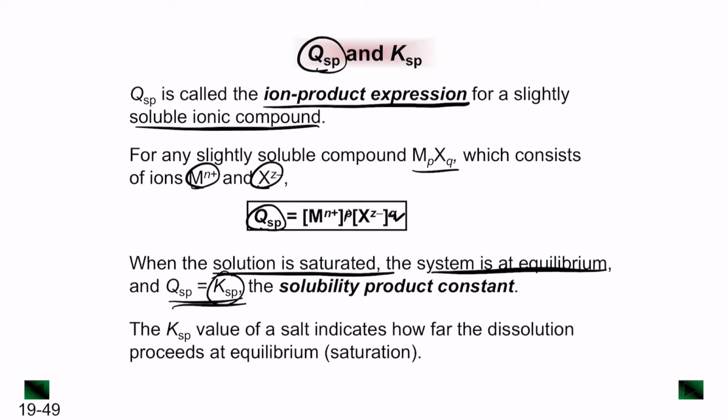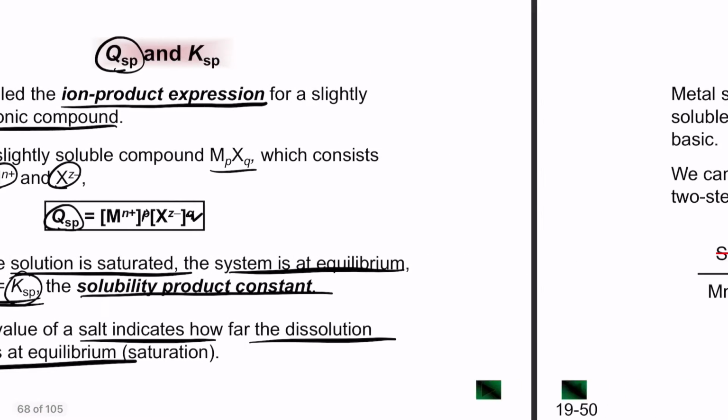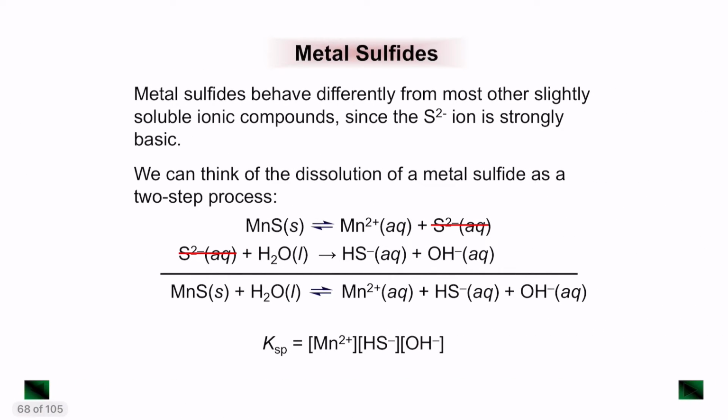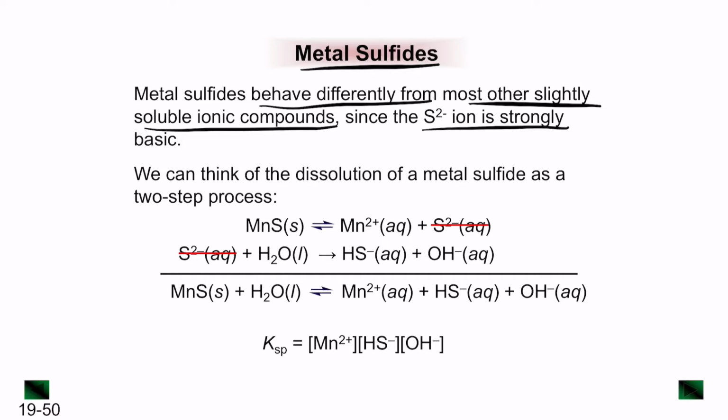The Ksp value here is called the solubility product constant, and this value for a salt indicates how far the dissolution proceeds at equilibrium, which is basically the amount of saturation. Let's talk about metal sulfides. Metal sulfides behave differently from most other slightly soluble ionic compounds because the S2 minus ion is strongly basic. So the dissociation results in the formation not just of the S2 minus. Let's take the example of MnS.